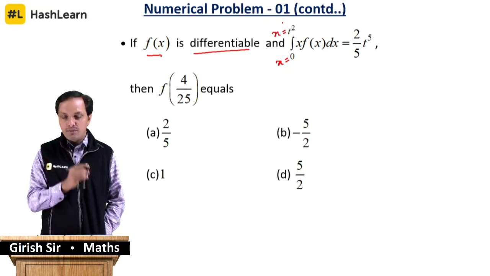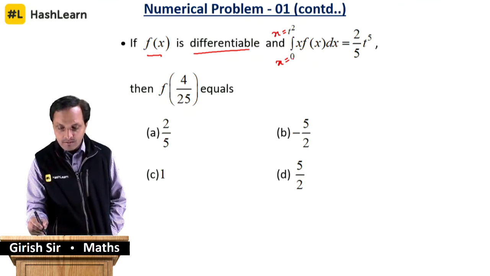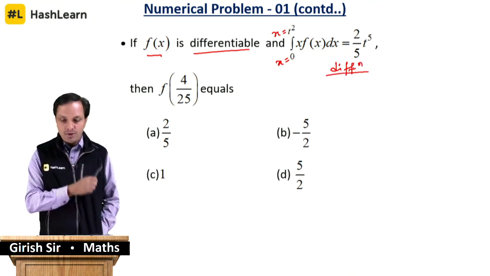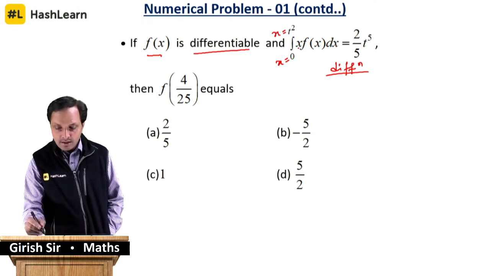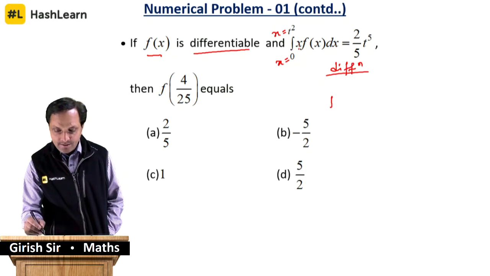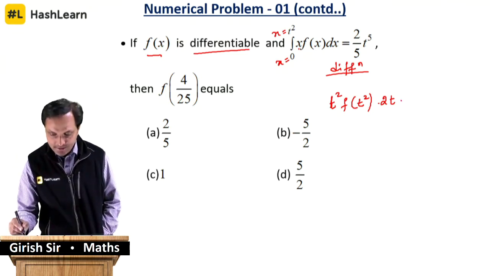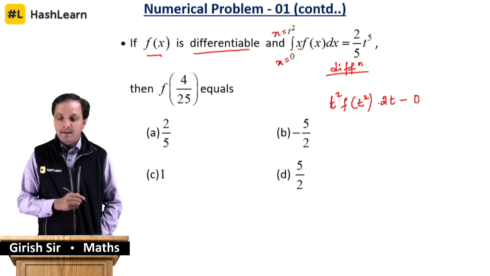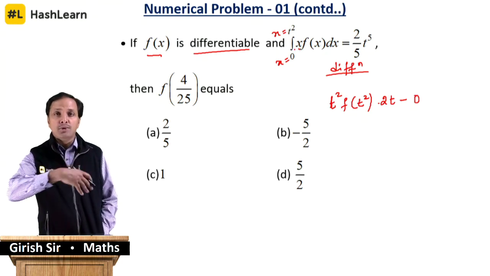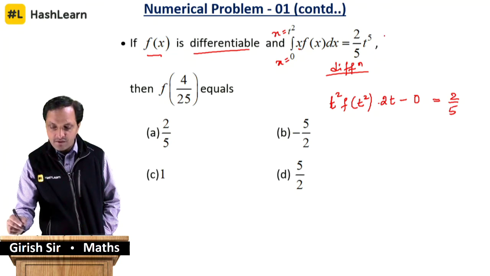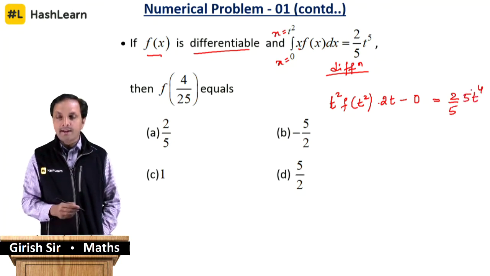Let me show you one step here. You differentiate on both sides, left hand side and right hand side. x will become the upper limit t square, and the differentiation of t square is 2t. This is your upper limit, minus the lower limit 0. When you put x as 0 the whole part becomes 0, so 0 is subtracted. On the right hand side, 2 by 5, and the differentiation of t power 5 is 5 into t to the power 4.